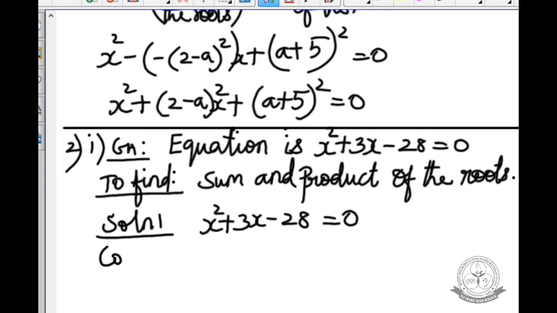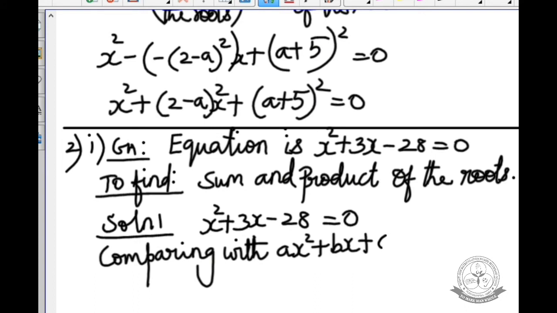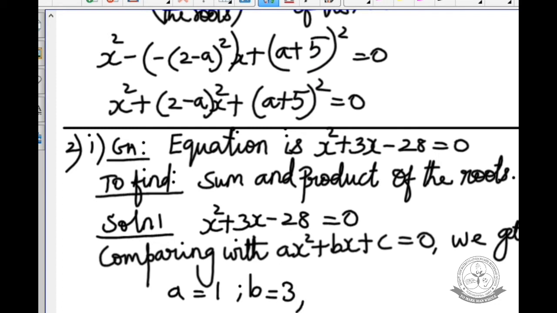Compare this equation with the general form of the quadratic equation, ax squared plus bx plus c equal to 0. This is the quadratic equation general form. We get a, the coefficient of x squared. In the given equation the coefficient of x squared is 1. Next b is the coefficient of x, so b equal to 3. C is the constant term, and in the given equation the constant term is minus 28.